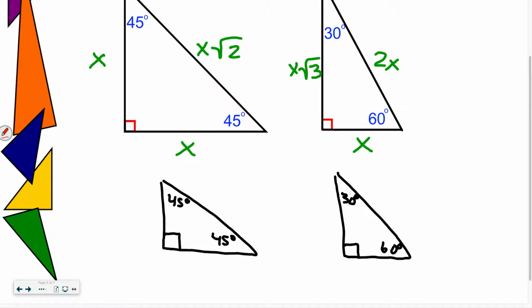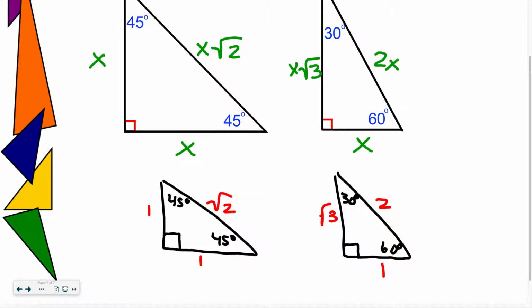So what's the coefficient to these x's on the 45, 45, 90? 1. So you're going to see me draw this triangle a lot, 1, 1, square root 2. It's the same thing as x, x, x square root 2. I just don't have all the x's. I don't need them. And on the 30, 60, 90, I'm going to draw it 1, square root 3, 2. So I'm just focused on the number values. I don't really need the x's always.